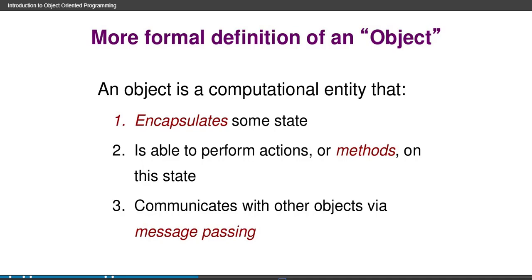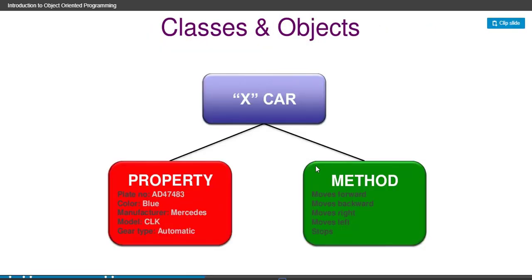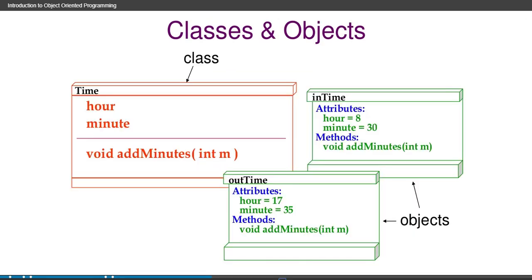An object is a computational entity that encapsulates some state, is able to perform actions or methods on the state, and communicates with others via message passing. An object can communicate with other objects via message passing. So here X is a car and these are its properties or data members and these are the methods that it has. A class could be represented as hour, minute, and these two are the data members, and add minutes is a method of it.